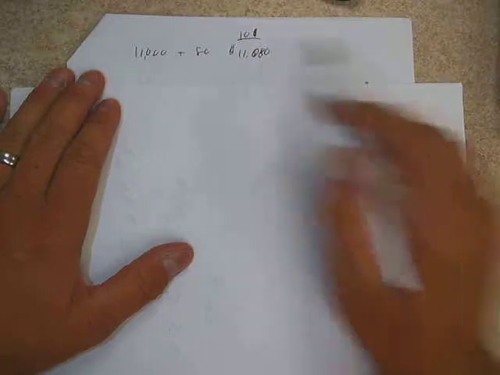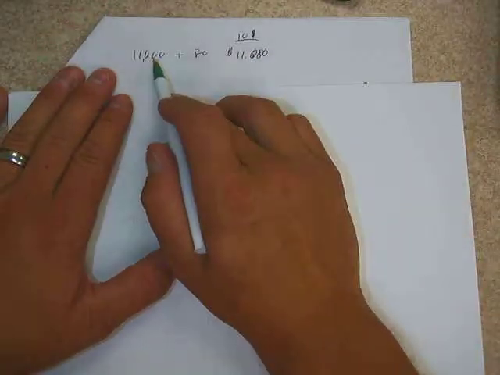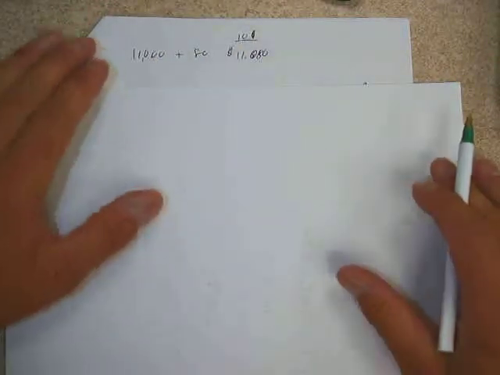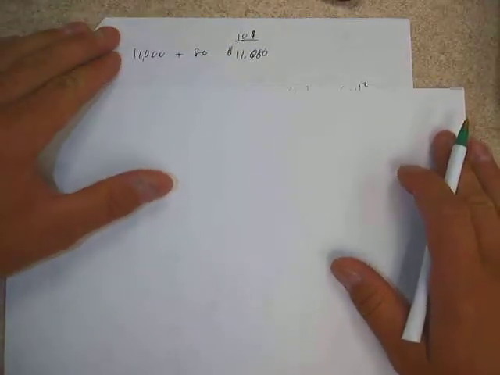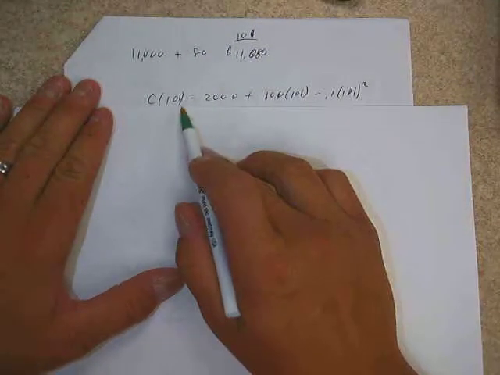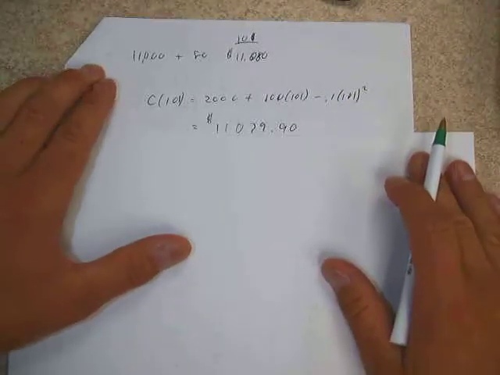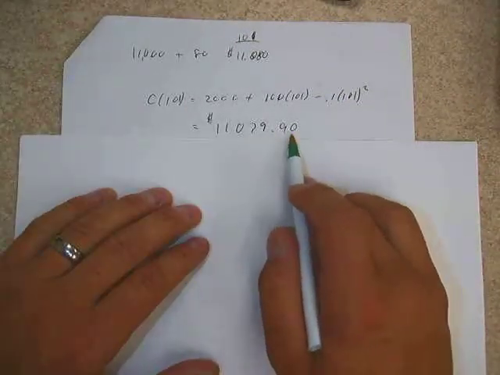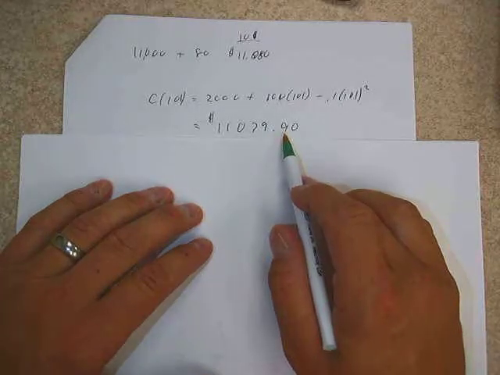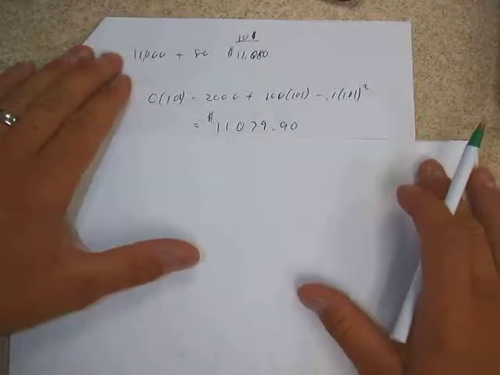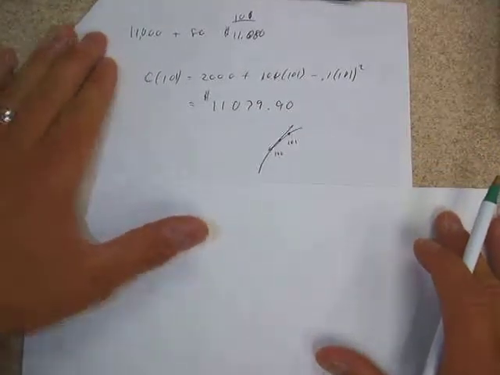Now, we do have a cost function in this particular case, and again, our prediction would be 11,080, 11,000 plus 80 more, because every one machine that we produce at that point is yielding us another $80. So if we actually use the cost function and put 101 in there, it turns out to be $11,079.90. So again, it's not exactly 11,080, but it's very close.